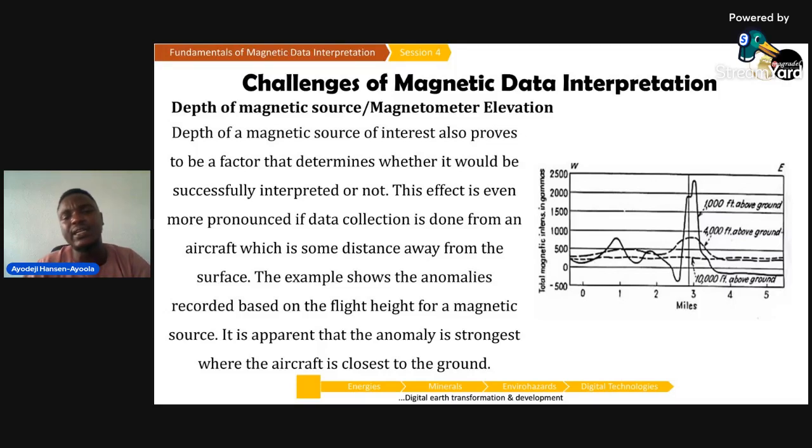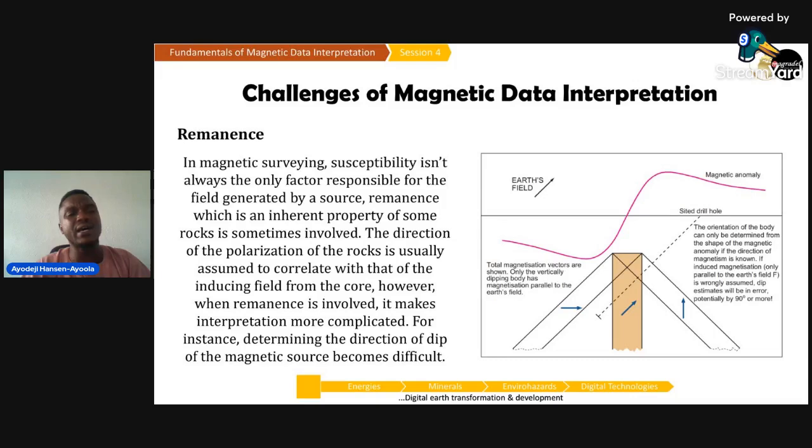If you look closely at the example in the diagram, you will see that for the profile taken at 10,000 feet above the ground, there is practically no anomaly revealed. It's essentially a flat line. Then at 4,000 feet above the ground, we can see some anomaly. You can see that there is a shoulder there, that something is actually going on. But at 1,000 feet above the ground, which is the closest to the ground, this is of course from an airplane survey, you could see that the anomaly is very, very well defined. So depth, of course, plays an important role when magnetic data are collected or interpreted.